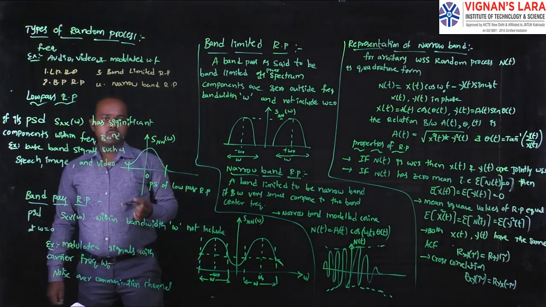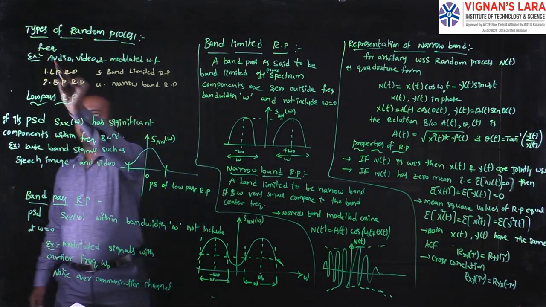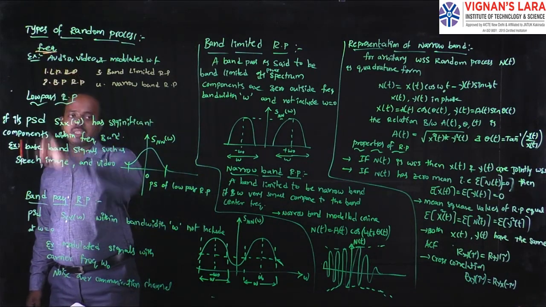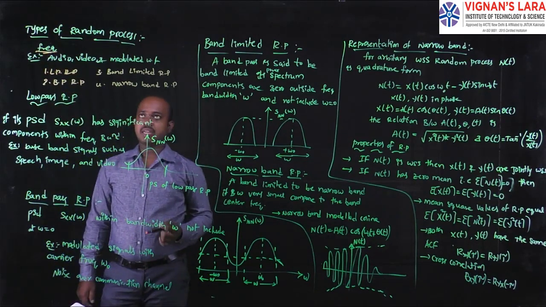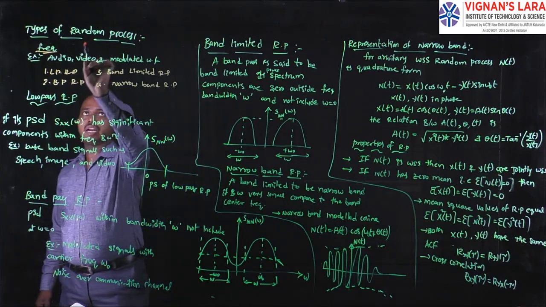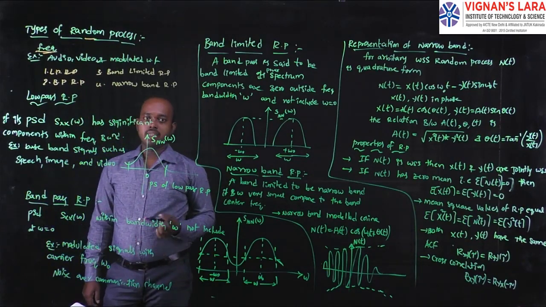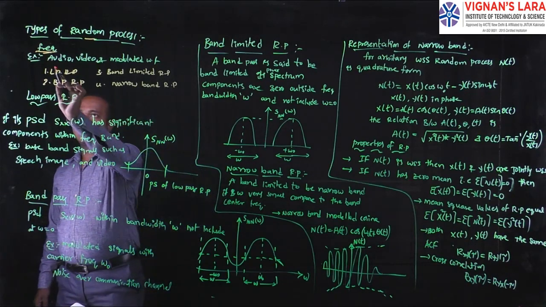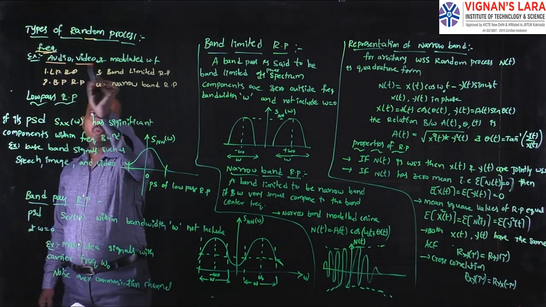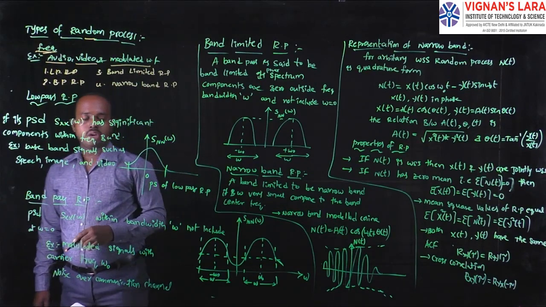Here the random processes are classified based on the frequency parameter, using the spectra of the random process. We use the spectral characteristics of the random process. Examples of this classification are audio, video, and modulated waveforms.